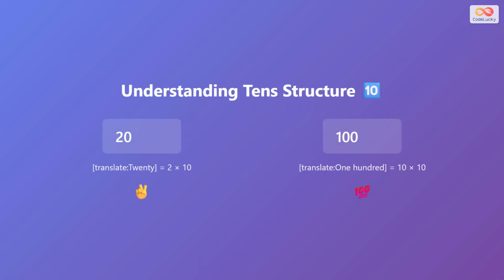Before we learn all the numbers, let's understand how tens work. 20 equals 2 times 10. 100 equals 10 times 10. Every number from 21 to 99 follows a pattern based on tens. This pattern makes counting much easier and more logical.